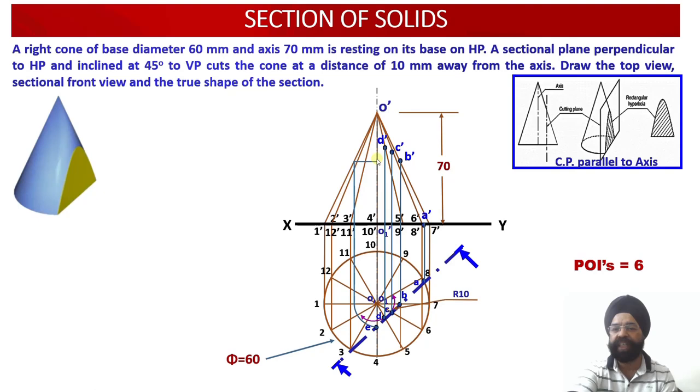So just the reverse we had done when our cone was cut by an AIP over there. There we were given the height, from the height we obtained the radius, we brought the radius down and then marked this point. So here it is just the vice versa.